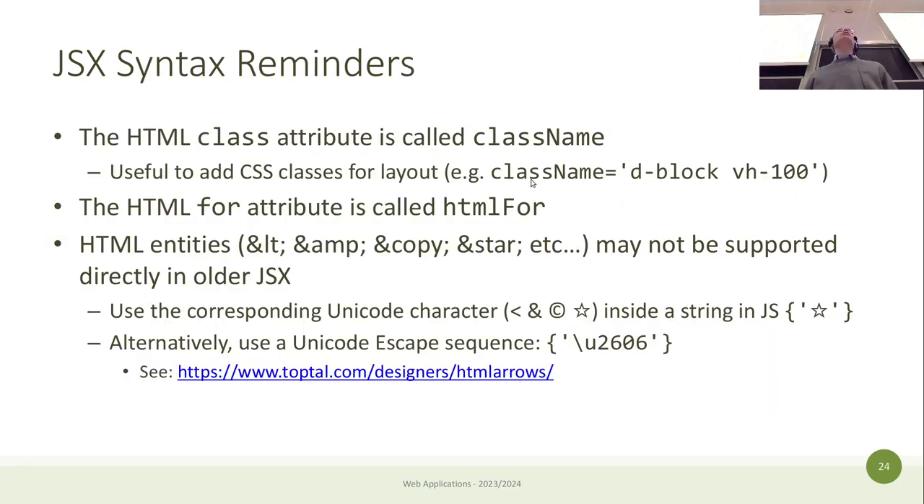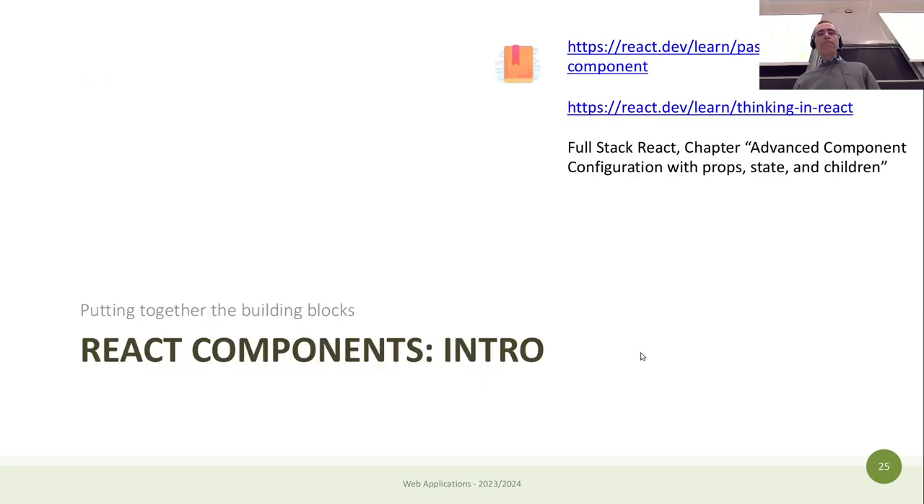Remember to use className, as I was doing before the break. Class is a reserved keyword for JavaScript, so there's no possibility to use class as attribute, okay? Like for, and we have className and htmlFor. HTML entities may not be supported in JSX, and you can use Unicode characters. So you can copy and paste the characters that you need, or you should use an escape sequence like this. But these are very rare, unusual cases. If something doesn't work, just search online or ask us in the lab and we will help you.